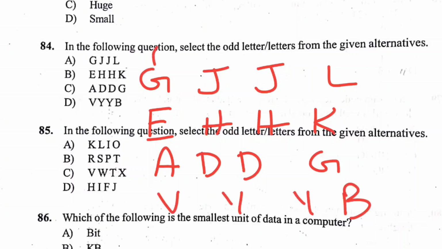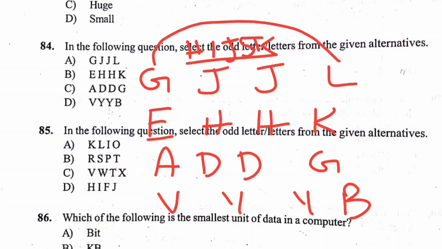Now we need to concentrate on G and L. The difference between them is 5 letters. G, H, I, J, so we will have H, I, J, K. Rather it is of 4 letters. Here E, F, G, H, I, J. So here is a 5 letters gap. Let us find here A, B, C, D, E, F, G. So here also we have 5.